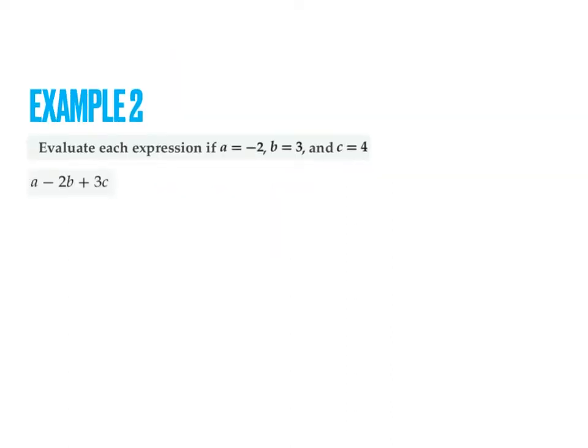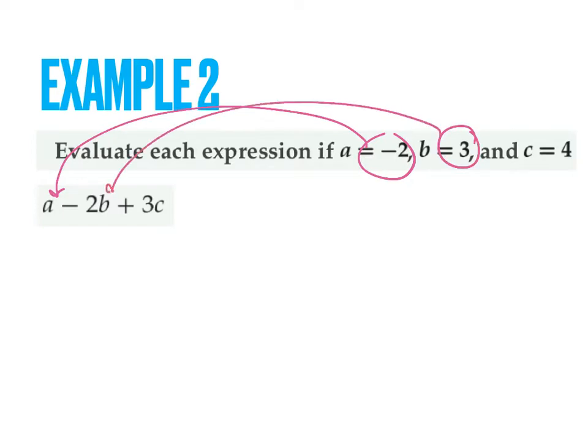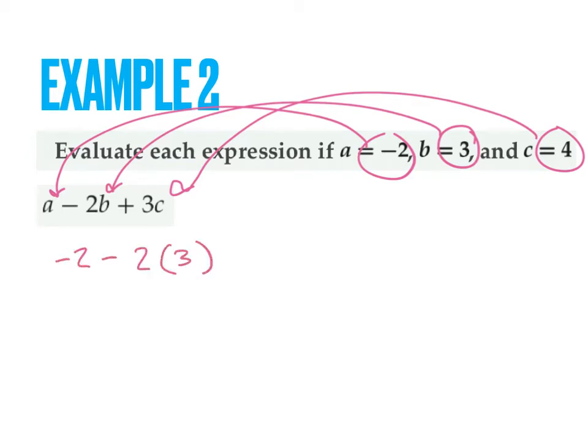All right, example 2. We're doing the same thing. So we take -2, plug it in for A. We take 3, plug it in for B, and we'll take 4 and plug it in for C. So we have -2 minus 2 times 3 plus 3 times 4. And I just put the numbers that we plug in parentheses just so we can see that it's 2 times 3 and not 23.